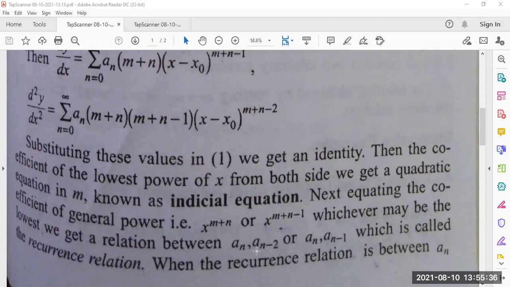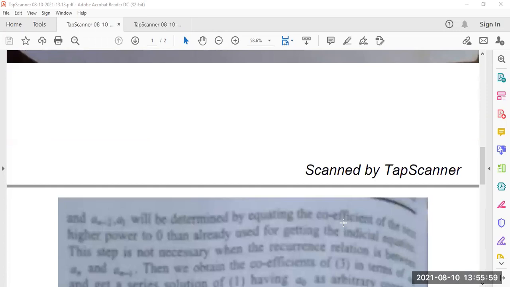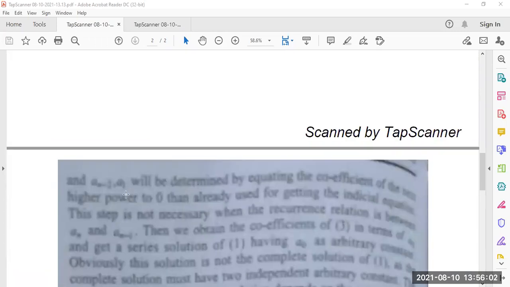If the relation is given between n and n minus 2, then one thing will not be done, because n goes from 0 to infinity. But when we get the recurrence relation between n and n minus 2, then we have to start with n equal to 2. Then we get a relation between a2 and a0, but a1 is not stated here. When the recurrence relation is between n and n minus 2, a1 will be determined by equating the coefficient of the next higher power to 0, which was not already used for getting the indicial equation.